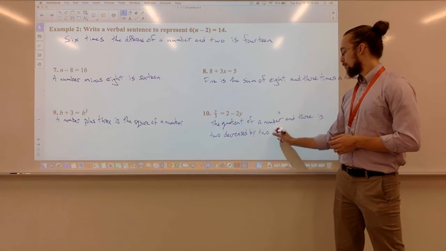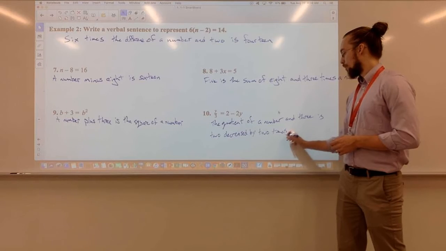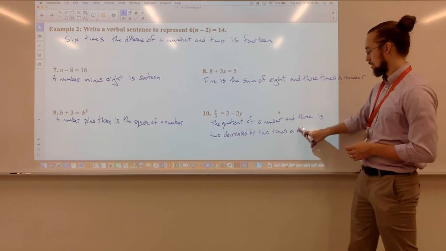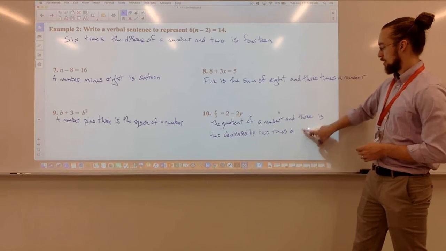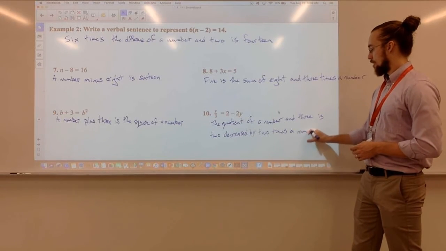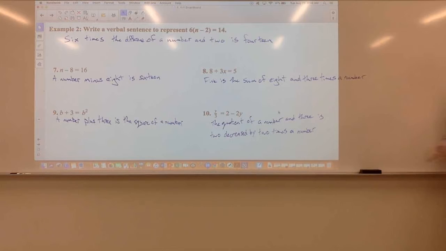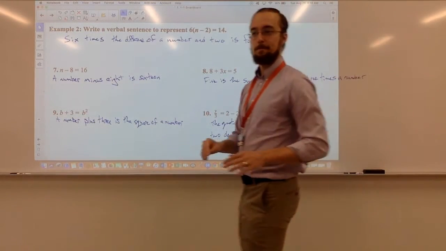So we would just need to make sure that we're using one of those words for multiplication. So I'll say 2 times a number. There we go. Good job. We feel okay with these?